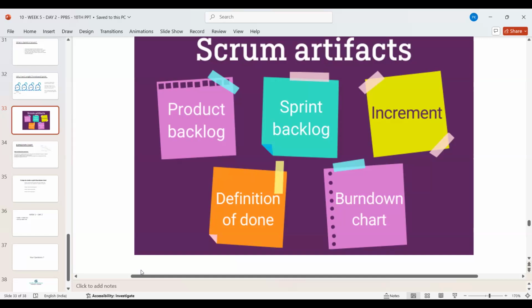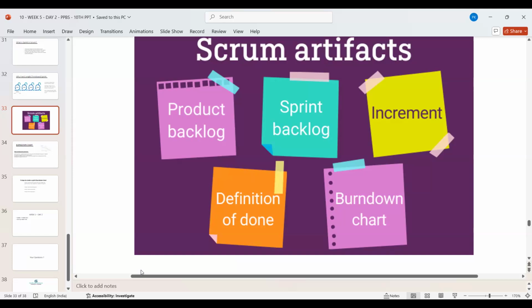Now here, I would say we all are aware of at least the top 3 points. What is a product backlog? What is a sprint backlog? And what is the increment? Yes or no? Perfect. So when we complete all this, we come to this important concept called definition of done.